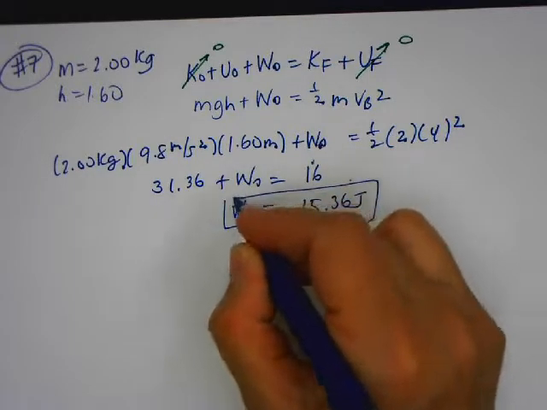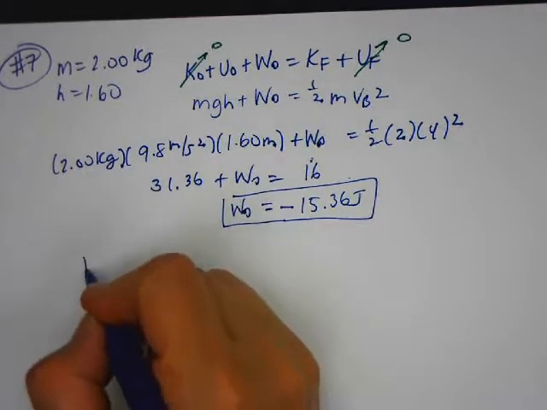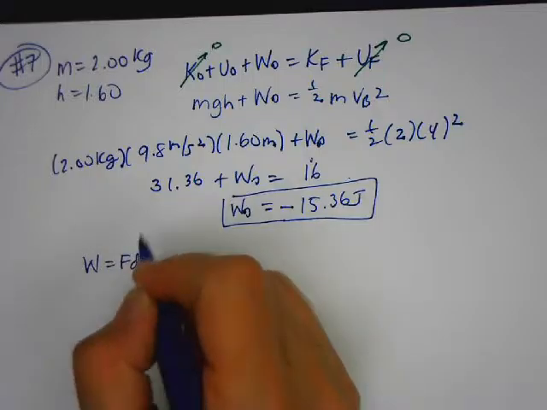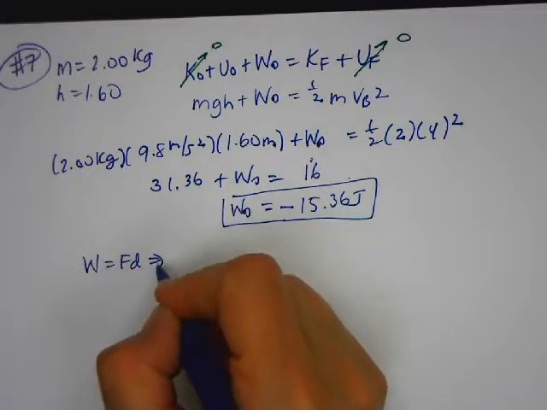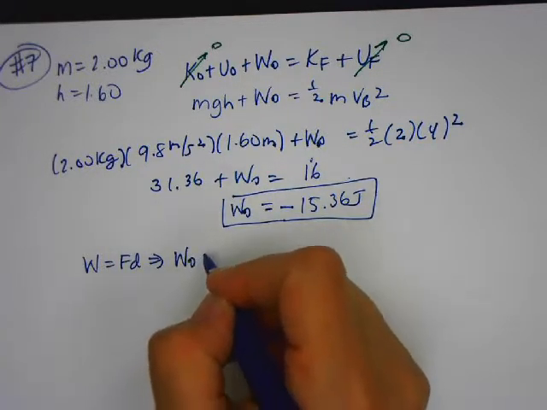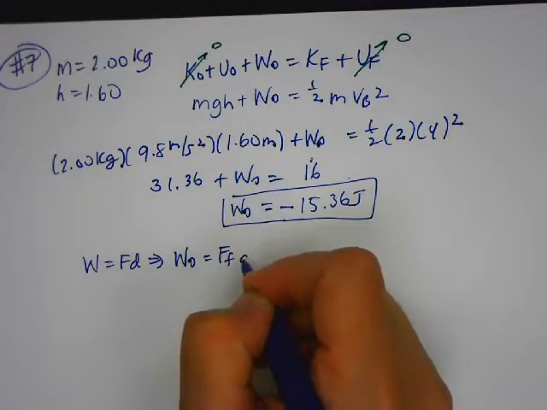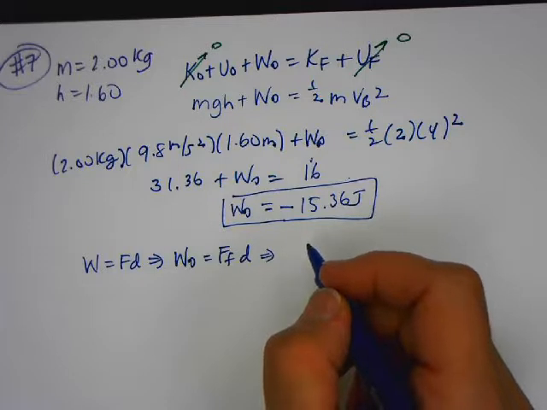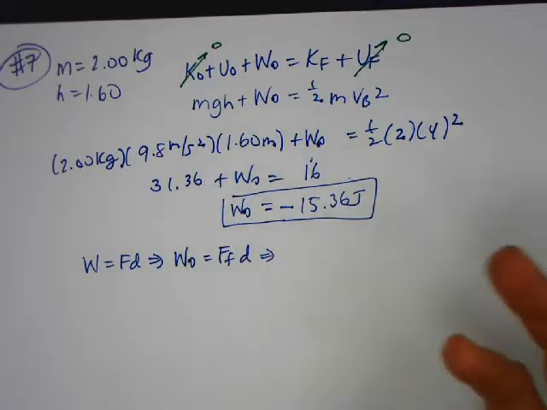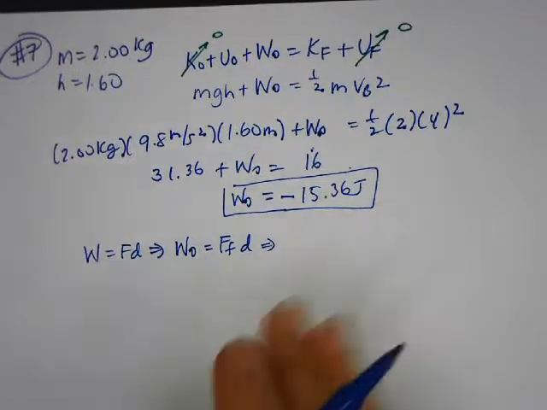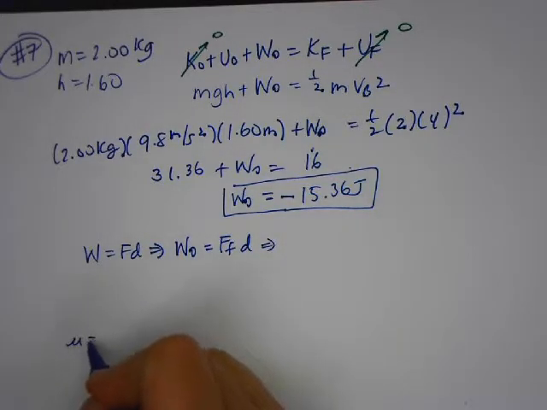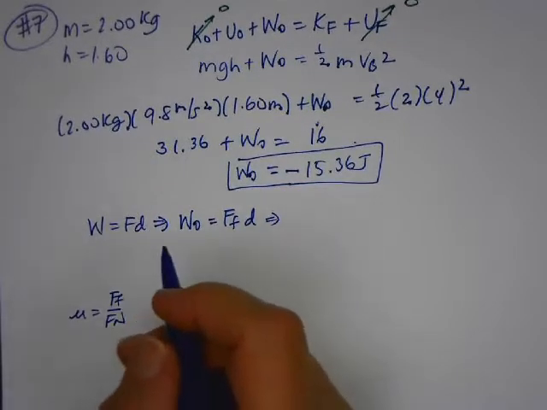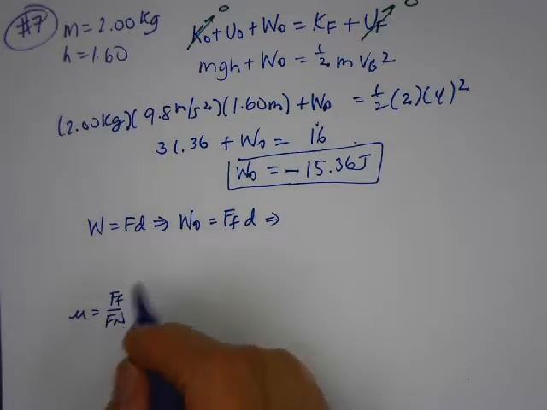But this is just part of it because I know work is equal to Fd or Fx. So the work is the frictional force times whatever that displacement is. So now I want to find the frictional force. Why am I doing all that? Because the bottom line here is to find mu. And I know that mu is equal to F of F over F of N. So that's how I'm going to end up finding mu.